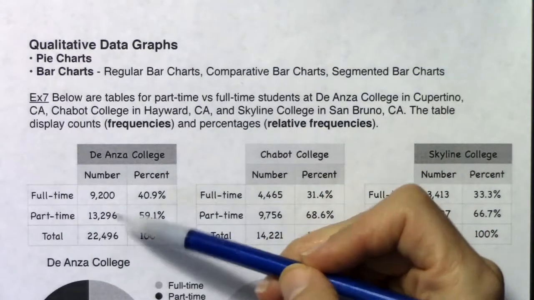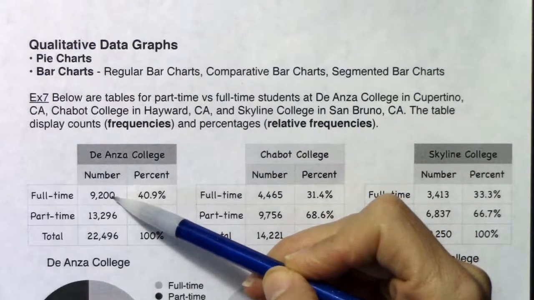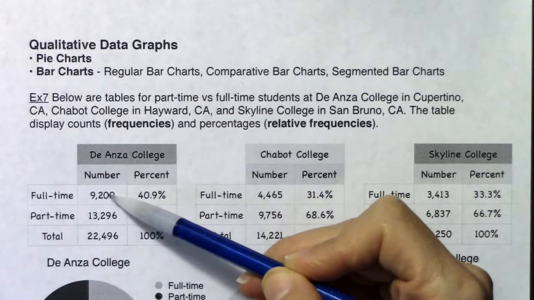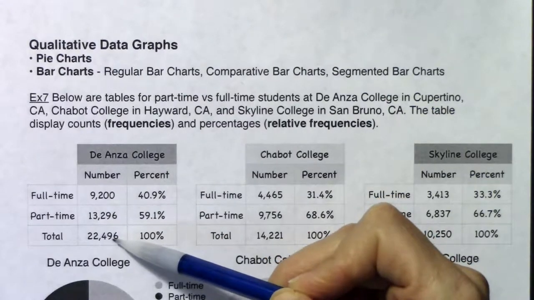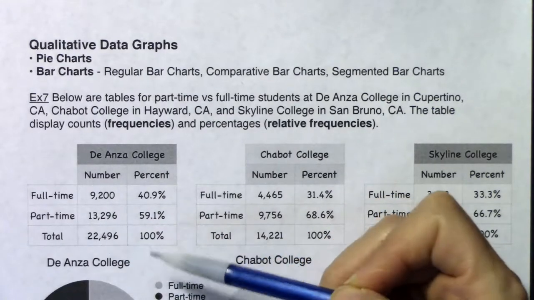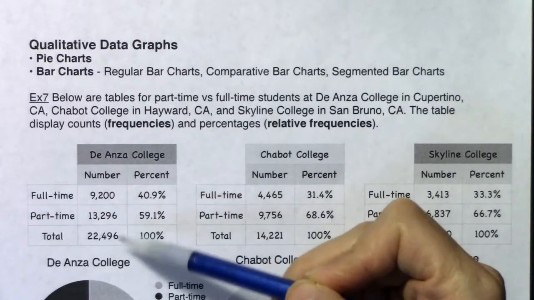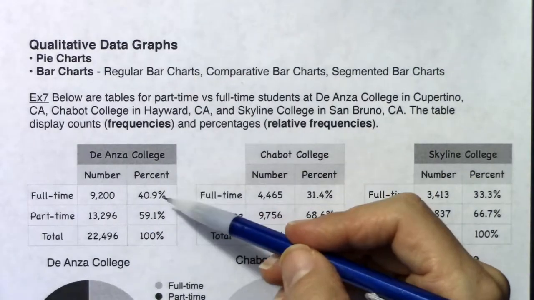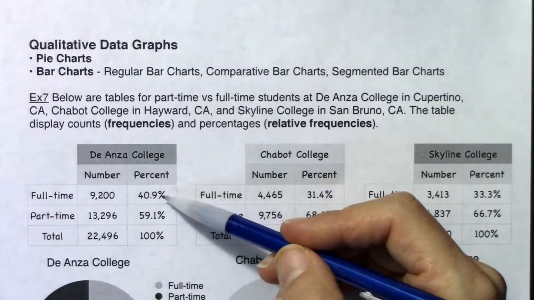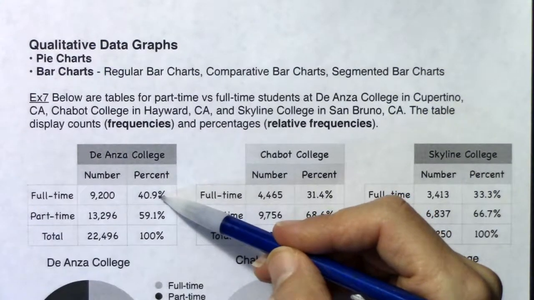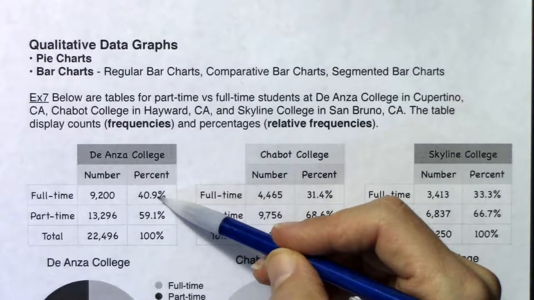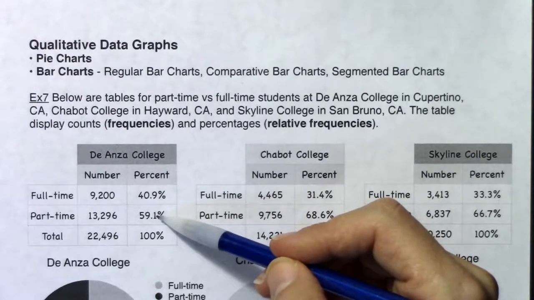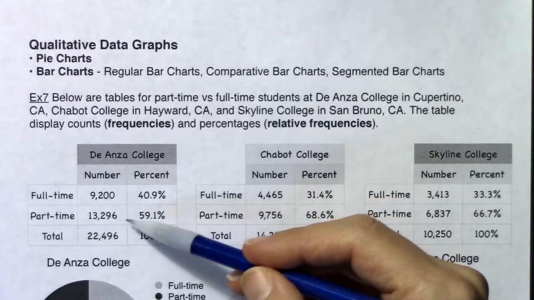So if we look at the frequencies, we see 9,200, 13,296, for a total, De Anza got a total of 22,496 students. And I believe this data is current as of 1 year ago. I don't think I updated it between last year and this year. So they have about 41%, or really 40.9% full-time, versus 59.1% part-time.